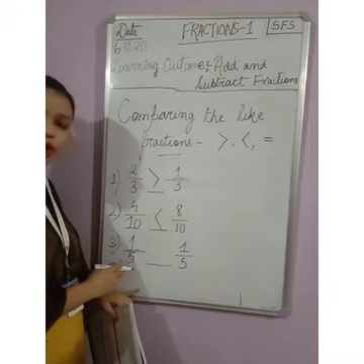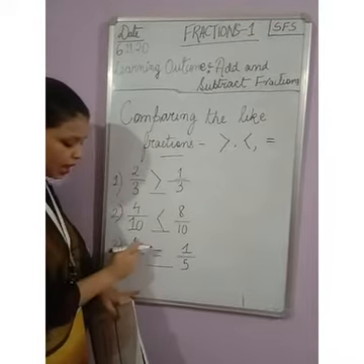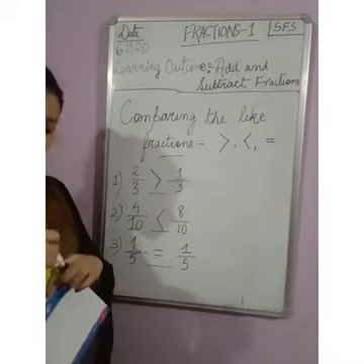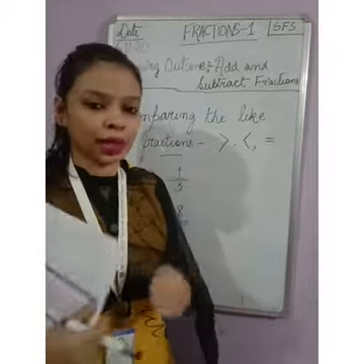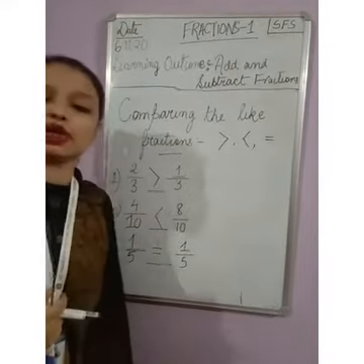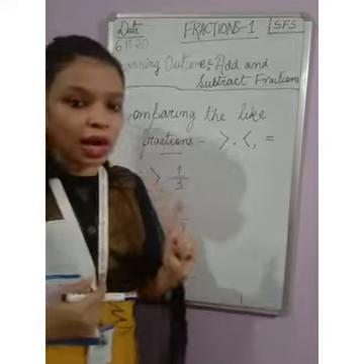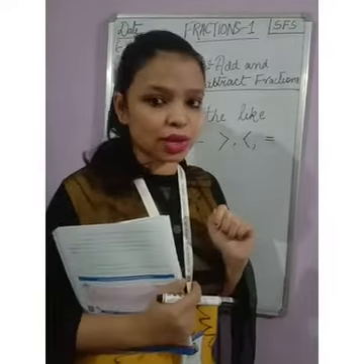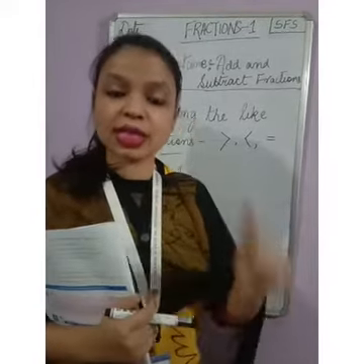In the last one we have 1 by 5 and 1 by 5. Both the numerators are equal as well as the denominators, so it is equal. One more thing, have you noticed here? Both the fractions have 1 in the numerator. In the last class I told you, if the numerator is 1, it is known as a unit fraction, which represents 1.